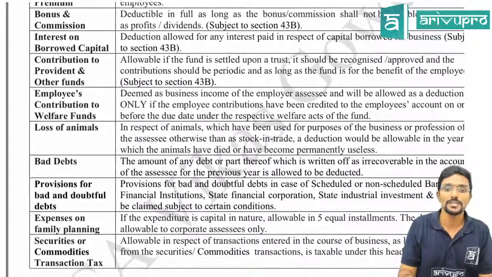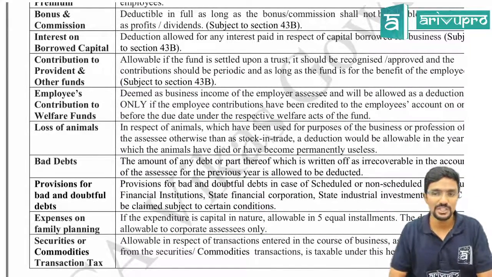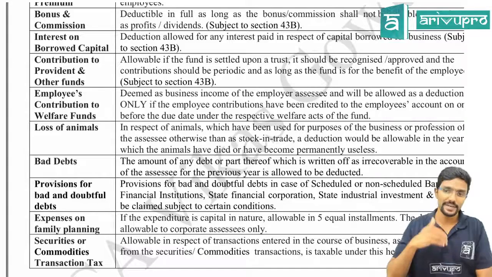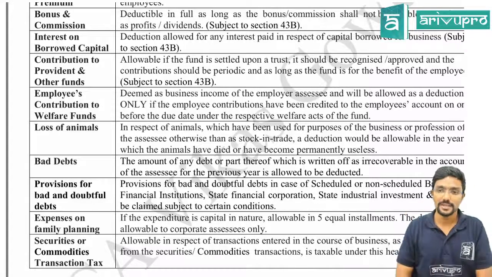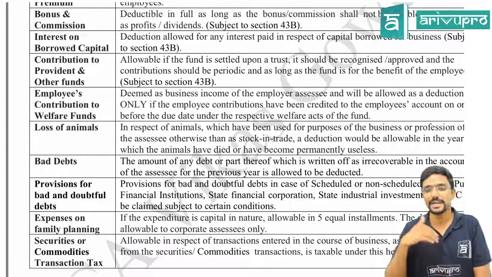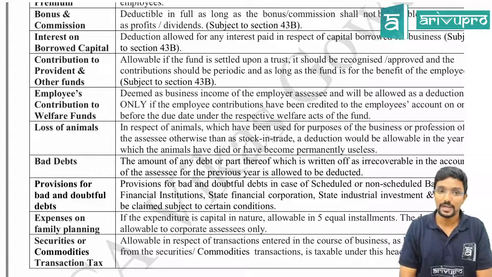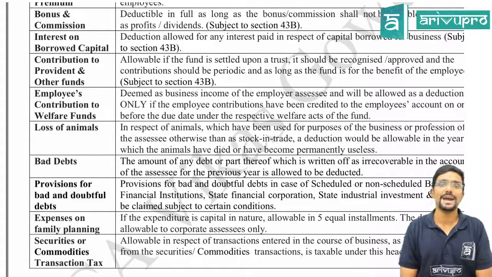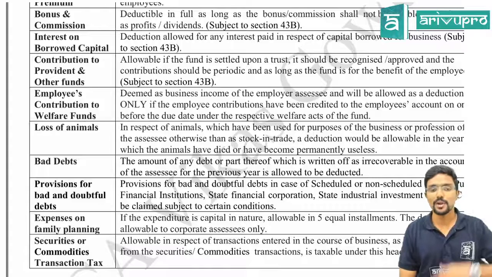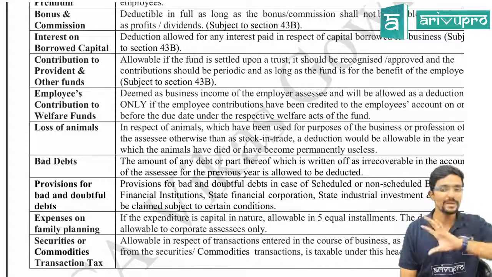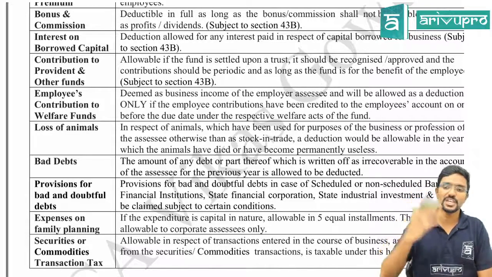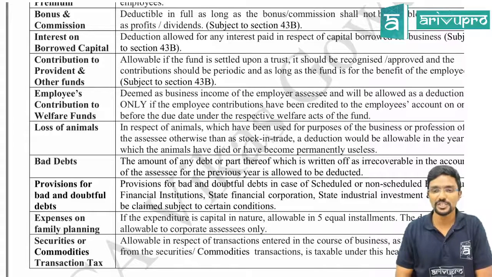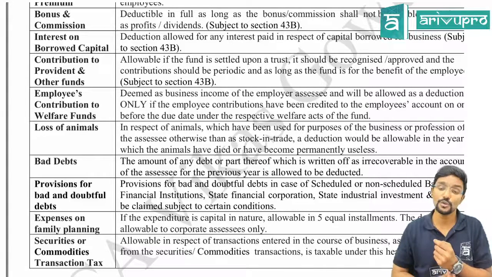Agree? Then loss of animals. If any animals are used in my business as assets and if they die or permanently become useless, in that case whatever loss I am suffering, I can debit it to my P&L account. Agree? The animals should not be stock for me. Next, bad debts. Bad debts written off in the books can be debited to your P&L account. Then provision for bad and doubtful debts. Normally it is not allowed. Only for some financial institutions like banks and state financial corporations it is allowed, that too subject to certain conditions and restrictions.